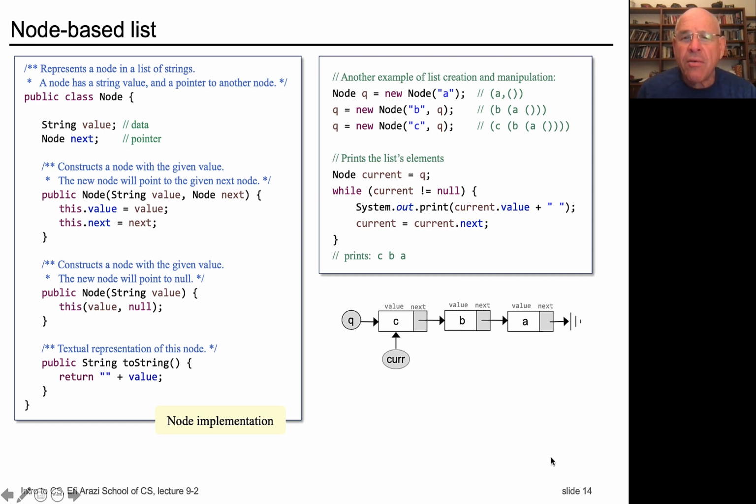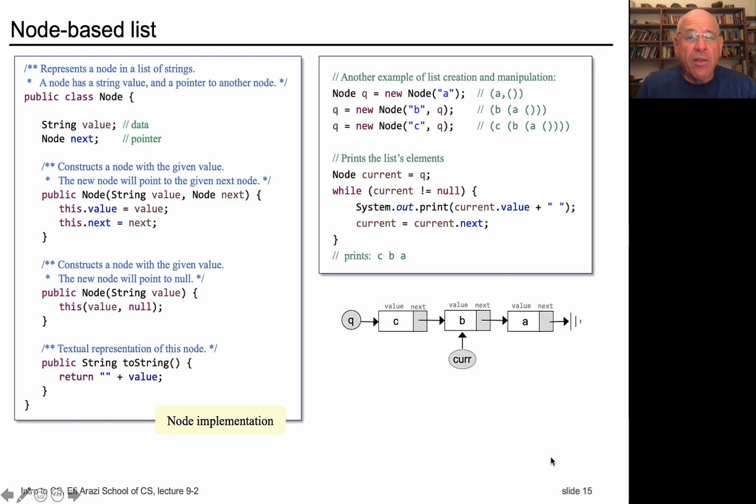Okay. Now let's look at the while loop. If current is not null, and it's not null because it points at a node, right? So it's not null. If it's not null, then print the value of the current object. So I'm going to print C and the space. And then current equals current.next. Current points to a certain node, and when I say current.next, I will get the value of the next field of current, and effectively I'm going to have this.